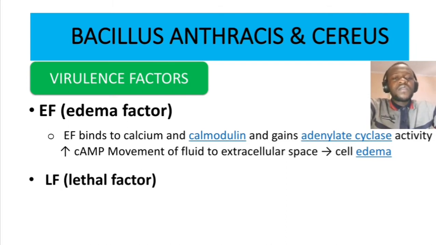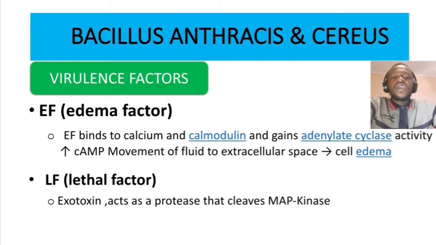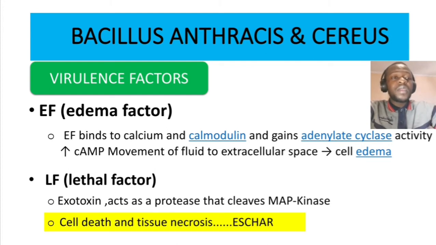The second one is the lethal factor. This one is an exotoxin, which acts as a protease that cleaves MEP kinase. MEP kinase is a signal transducer. It takes part in cell growth. So if it is cleaved, it means there is no cell growth. This will lead to cell death and tissue necrosis, leading to a common sign on the wounds called an eschar. I'm going to show you right about now.